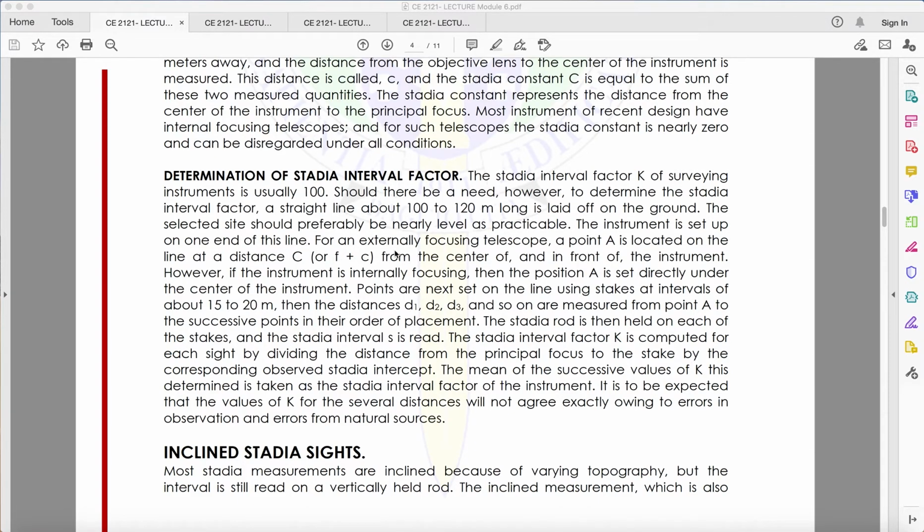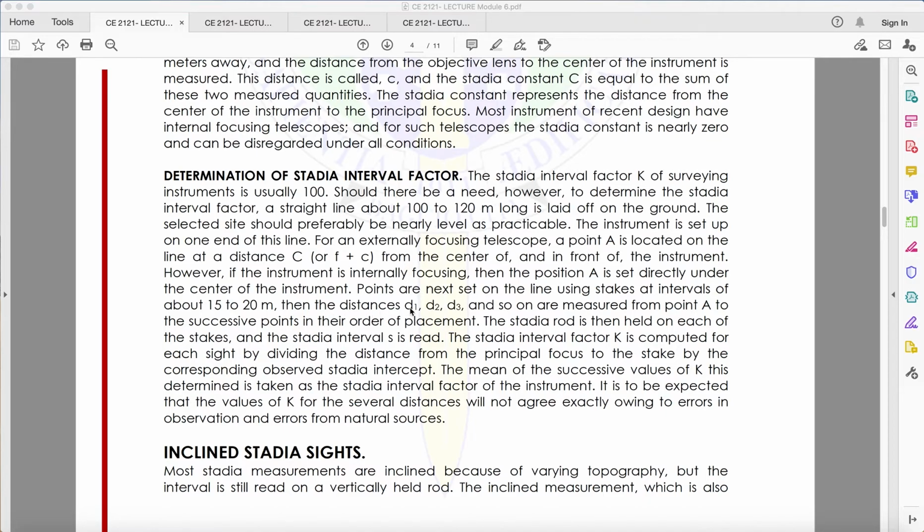For an external focusing telescope, a point A is located on the line at distance C, the stadia constant, from the center of and in front of the instrument. However, if the instrument is internally focusing, then the position A is set directly under the center of the instrument. Points are next set on the line using stakes at intervals of about 15 to 20 meters.